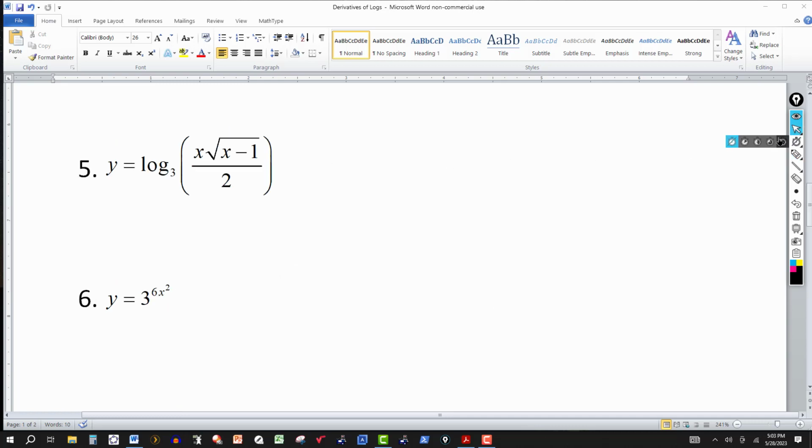Now for number 5, same sort of thing, except now I have base 3 here for the log. But the same properties apply. If I have the log of a fractional expression, that'll be the log of the numerator minus the log of the denominator. So in this case, I can rewrite this as the log to base 3 of x times the square root of x minus 1 minus the log to base 3 of 2.